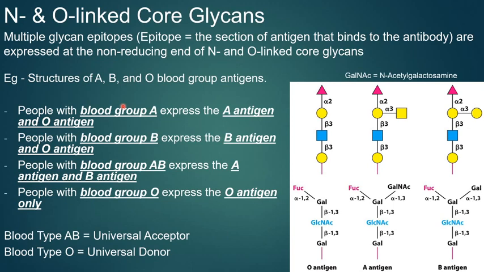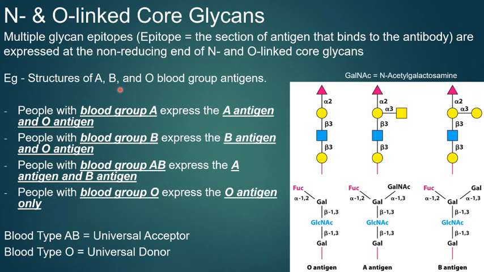So an example of that is that if we have blood type A, someone who has a blood type of A can only accept blood from people who are also blood type A or blood type O. Now, the reason for this is it all comes down to what type of antigens and antibodies are made by that person.